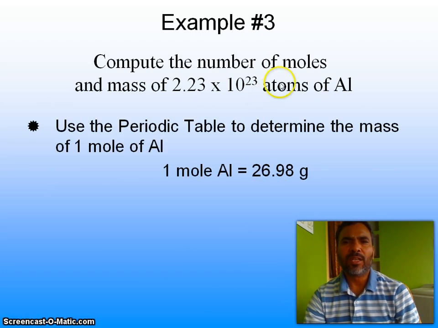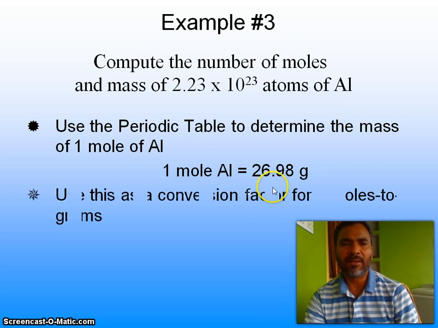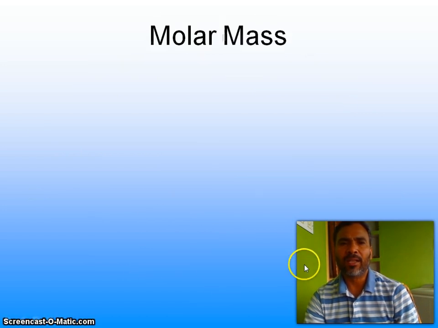Now for the mass: use the periodic table to determine the mass of 1 mole of aluminum. You know that 1 mole of aluminum is equal to 26.98 grams. Use this as a conversion factor for moles to grams. So this is the moles, 1 mole is equal to this, and you convert into 9.99 grams of aluminum.